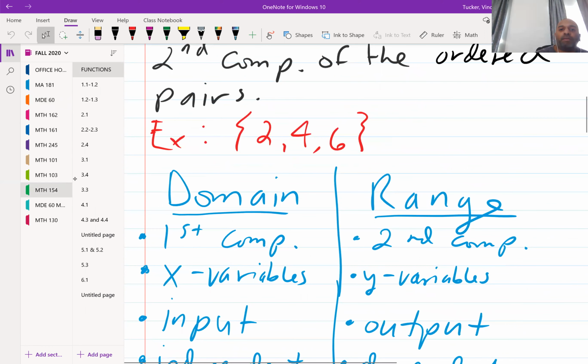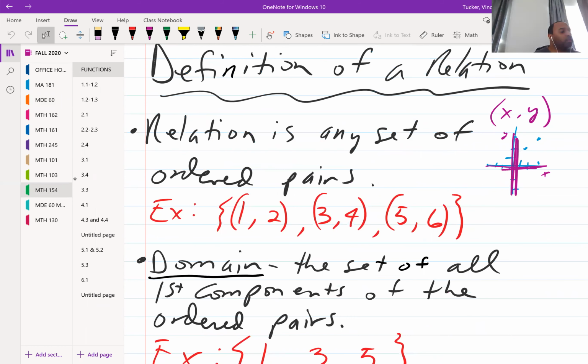So we're going to talk about functions real quick. Make sure you're okay if they were to ask you certain questions about functions. So looking at the definition, a relation is just any set of ordered pairs. So the example we have here is (1, 2), (3, 4), and (5, 6).